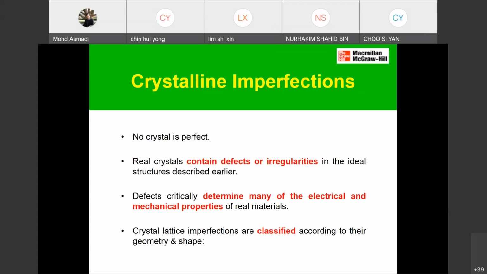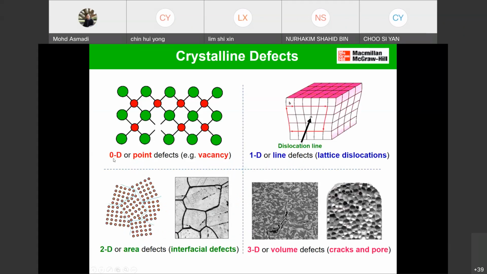As I told you, we can classify them into 4 types: 0D, 1D, 2D, and also 3D, because of the different dimension range, the size of the defects. If you look here, 0D is a point defect. This one we call a vacancy. And then 1D is more like a lattice dislocation. This one we also call a line imperfection, or line defect.